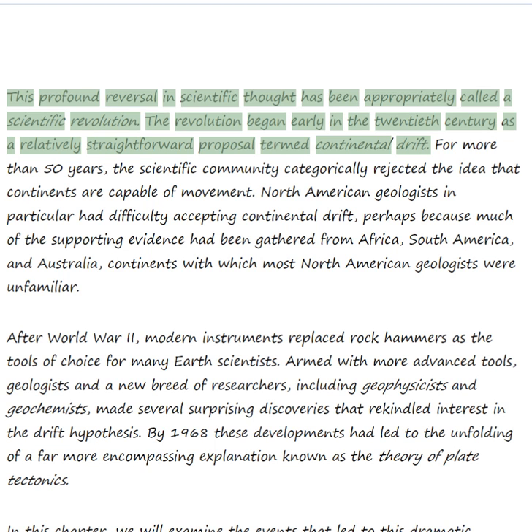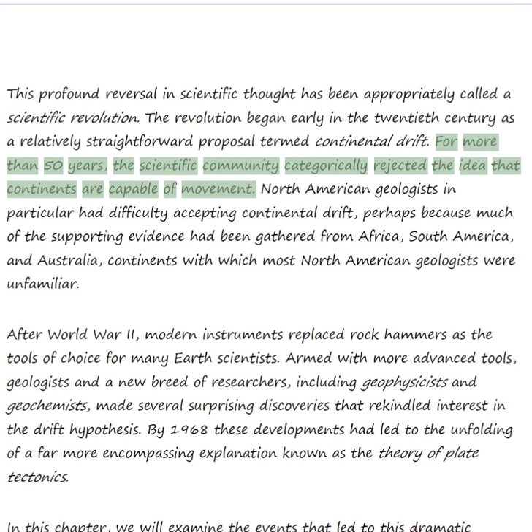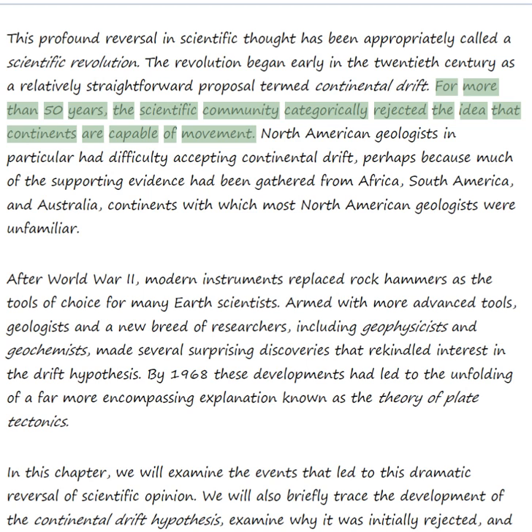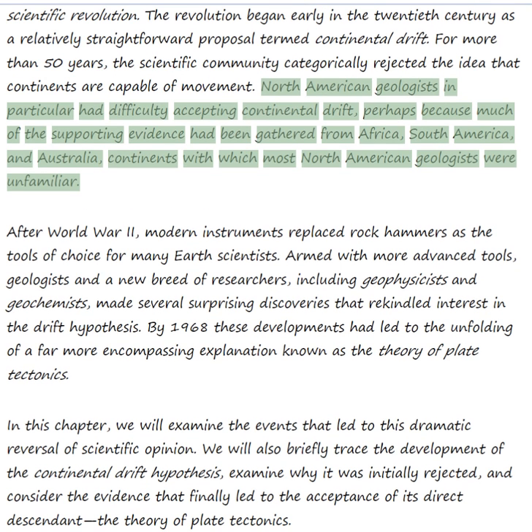The revolution began early in the 20th century as a relatively straightforward proposal termed continental drift. For more than 50 years, the scientific community categorically rejected the idea that continents are capable of movement. North American geologists in particular had difficulty accepting continental drift, perhaps because much of the supporting evidence had been gathered from Africa, South America, and Australia, continents with which most North American geologists were unfamiliar.